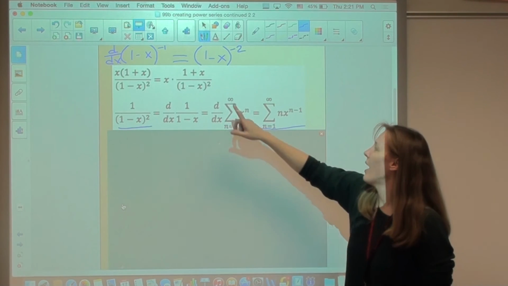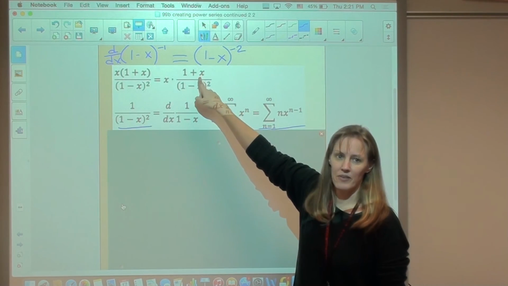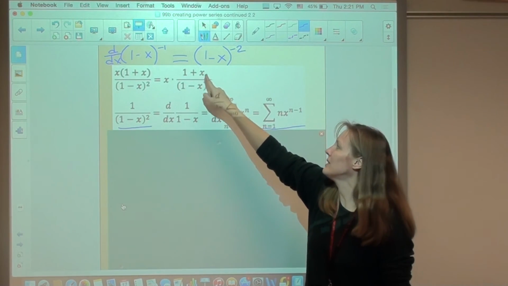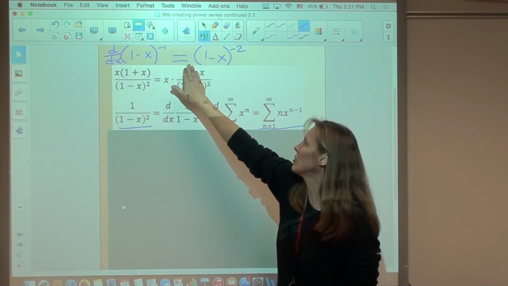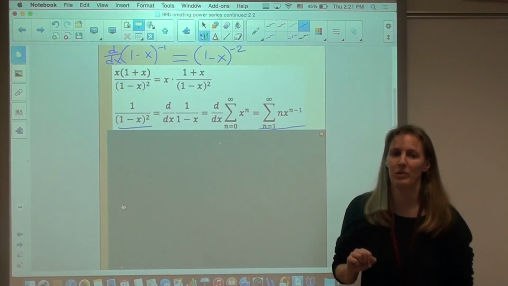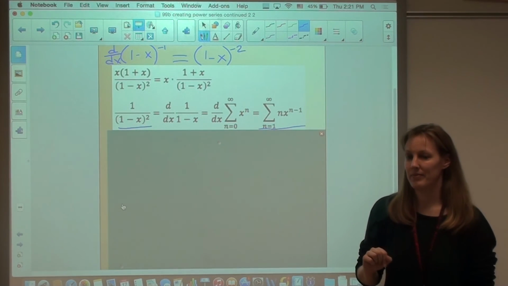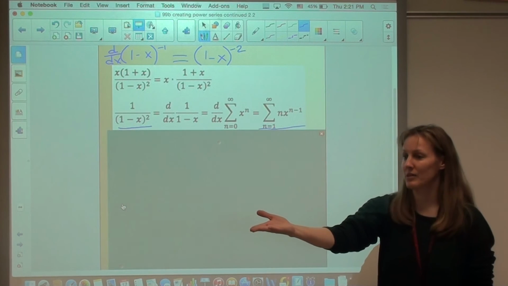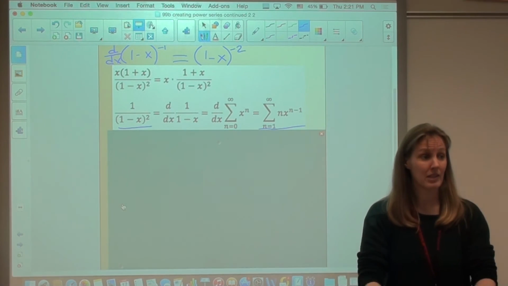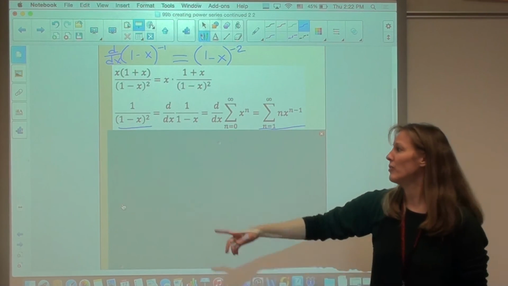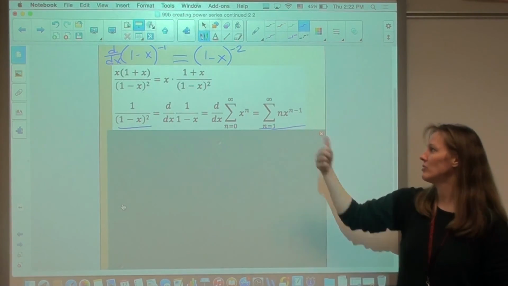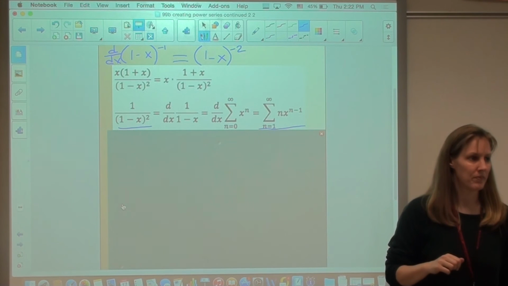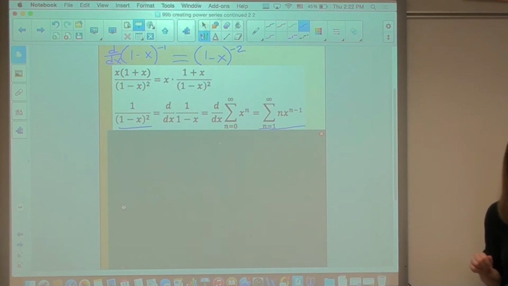Now, I'm going to get this x here. If I want this x, how could I turn it into, ignore the 1 plus, x over (1 minus x) squared? Times by x, right? We already learned that it's okay to times by x. So everyone figure out what x over (1 minus x) squared would be. All you have to do is take this and multiply by x. Just x to the n.